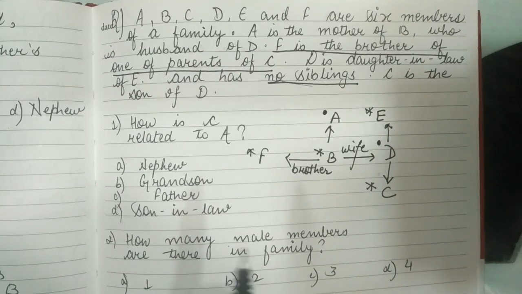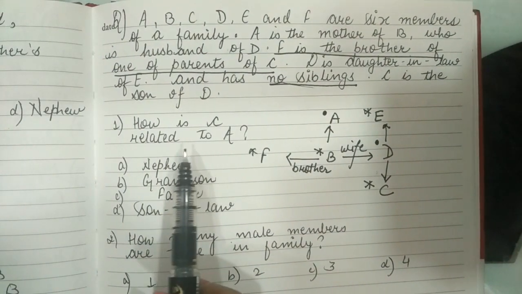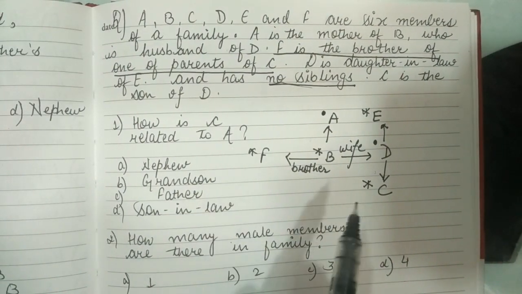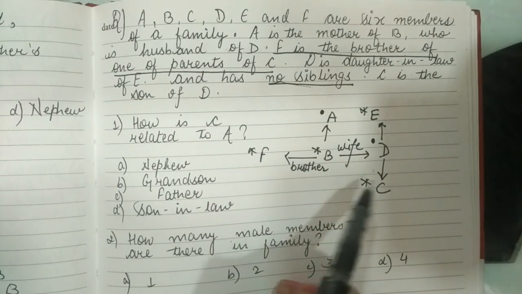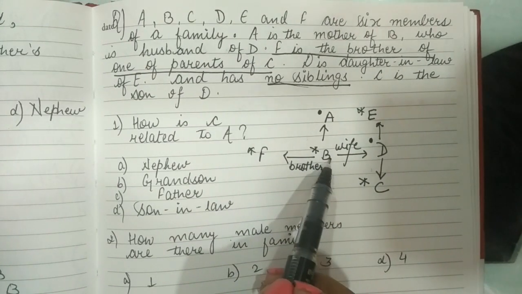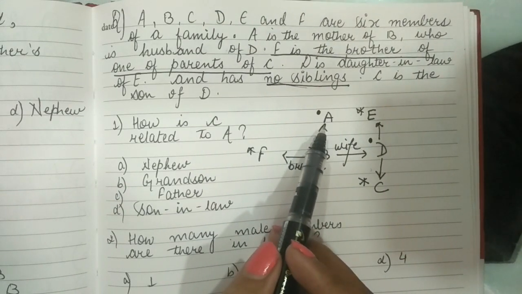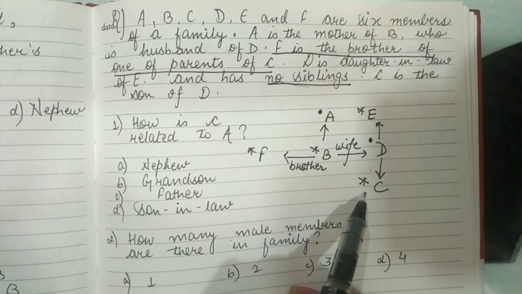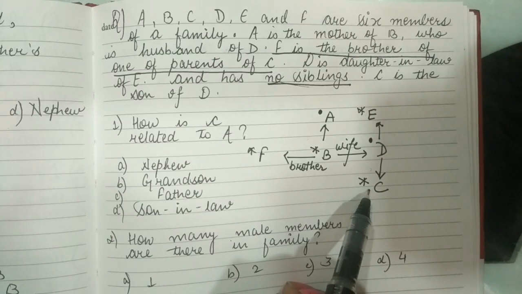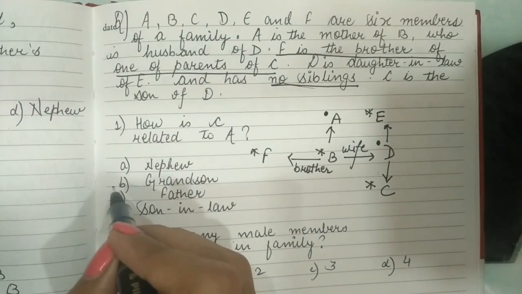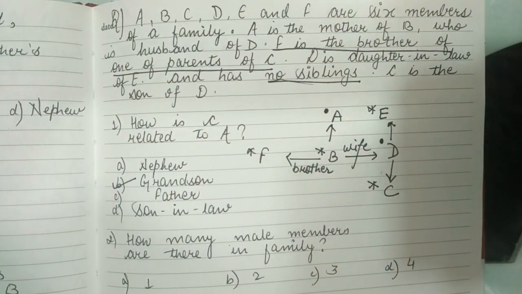Okay. First question is, how is C related to A? Now see, C is son of B and A is mother of B. So A is clearly grandmother of C, or we can say C is grandson of A. So option B is correct.